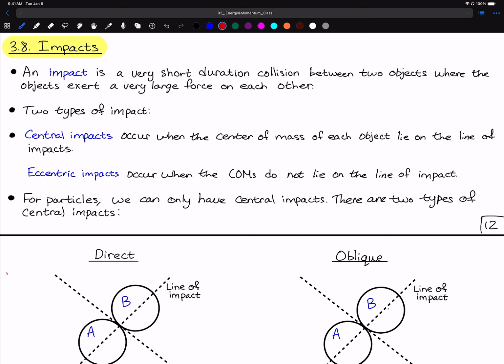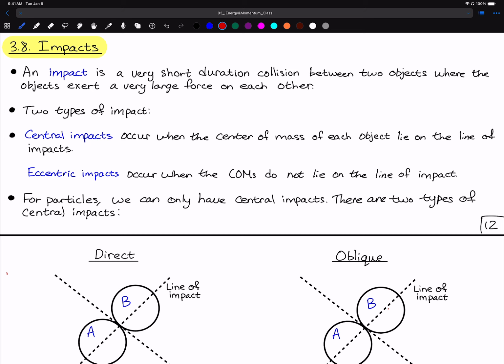In this video, we're going to cover impacts of particles. An impact is a very short duration collision between two objects where the objects exert a very large force on each other. You're probably all familiar with what impacts are, though you've probably never studied the physics of them or the math behind them.